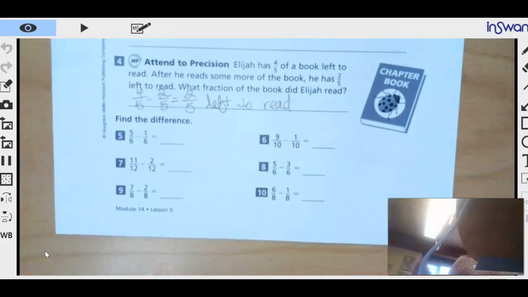Pause it. Hey, Miss Larson, take 4 years. Miss Larson, you're helping.